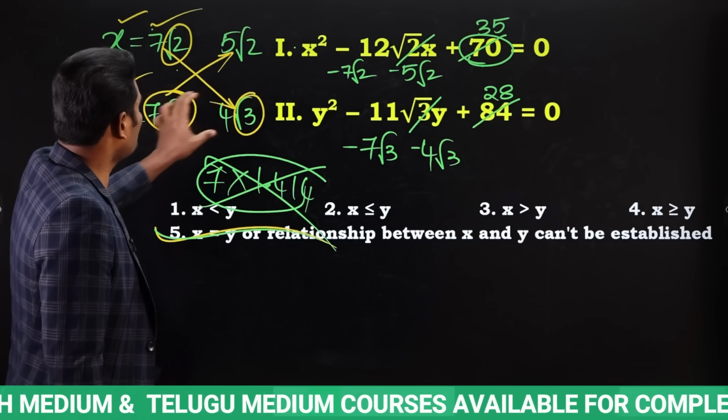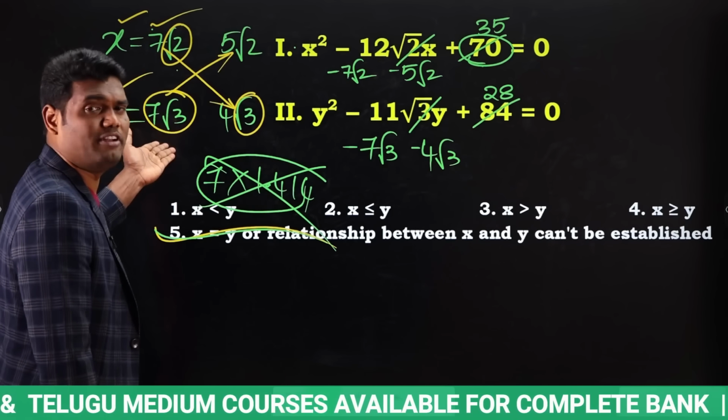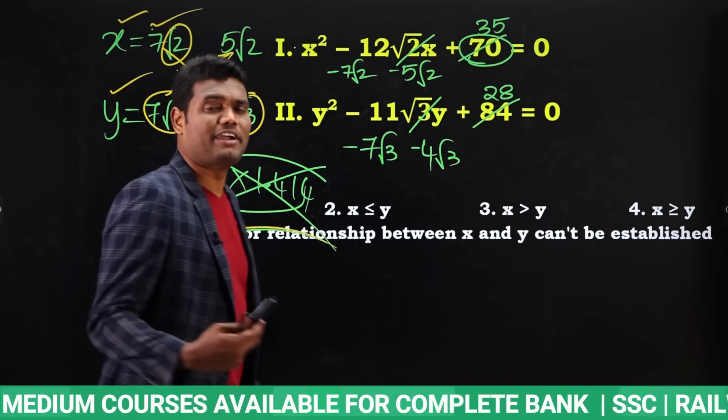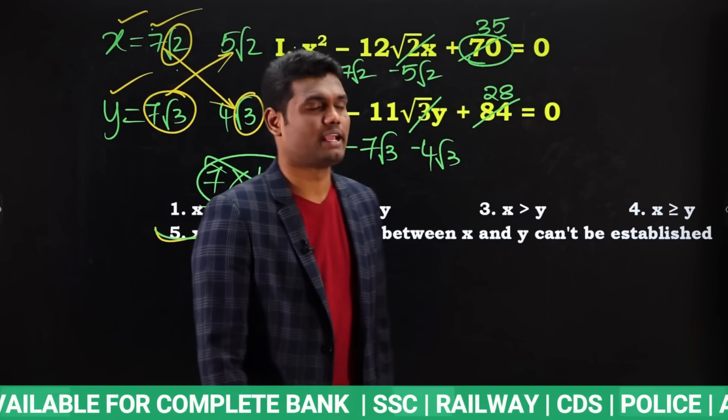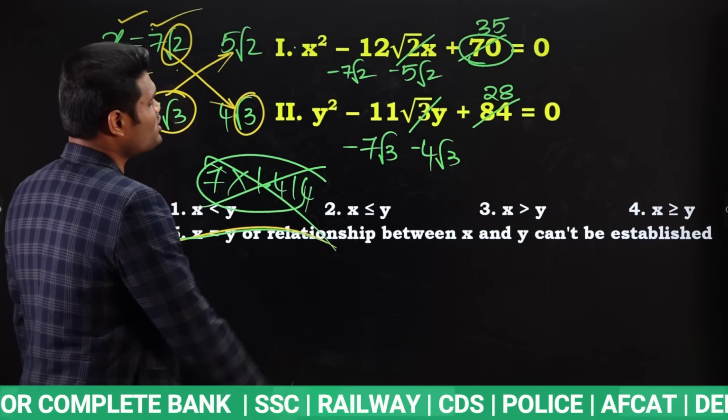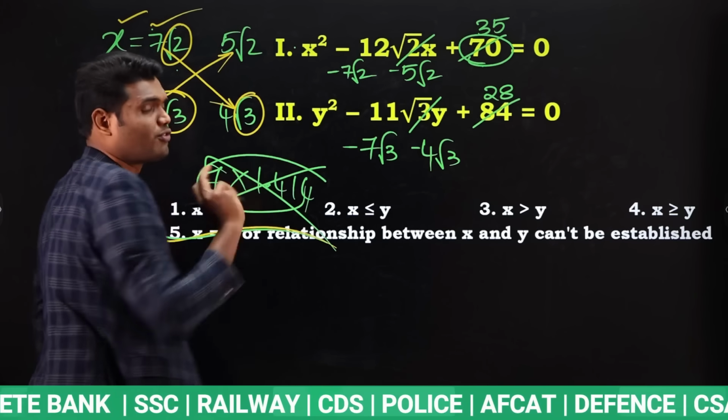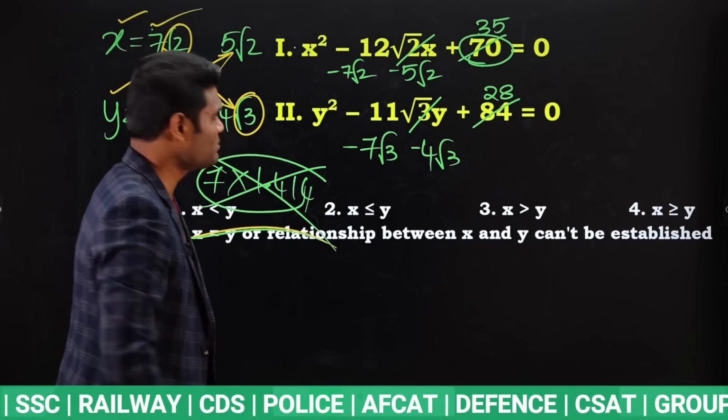When you compare these two, this is 7 into root 3. Obviously this value will be more. One time x is more, another time y is more. So you can simply say the answer is no relation. Is that clear? This is how you can solve whenever you have questions in terms of roots. Don't worry whenever you have questions in terms of roots.